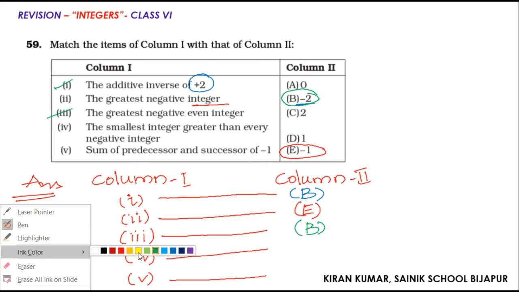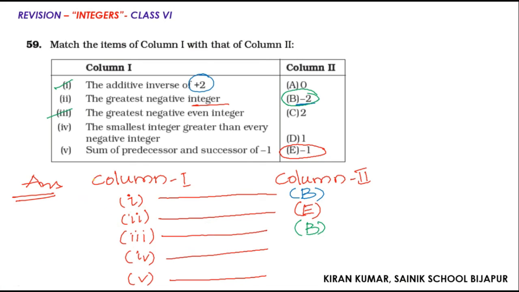Next, the smallest integer greater than every negative integer is... The smallest integer that is greater than every negative integer will be 0. 0 is just after the negative numbers as I mentioned. So A will be the answer for the fourth question.